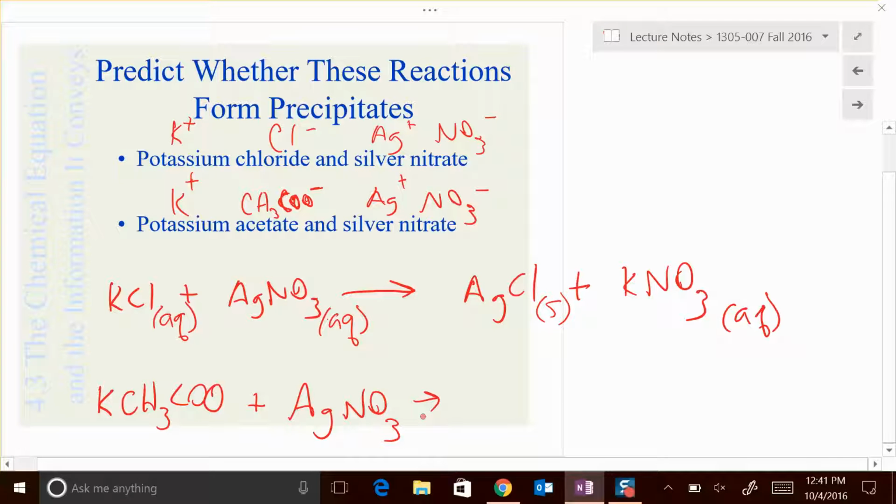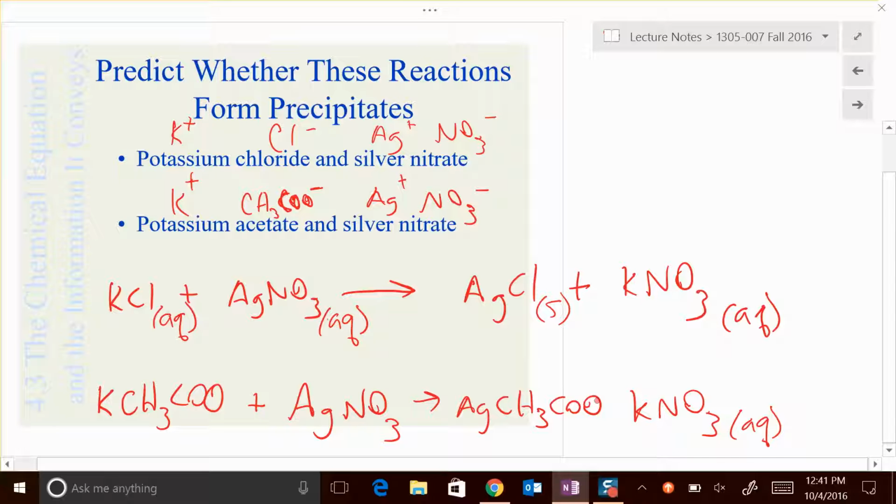What is it? Potassium nitrate. That's the same as earlier, right? We already know it's aqueous because potassium is aqueous no matter what it's with. Good. And silver acetate. Okay.